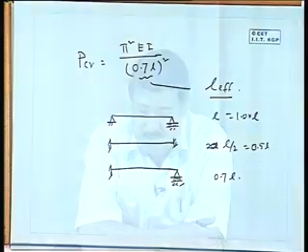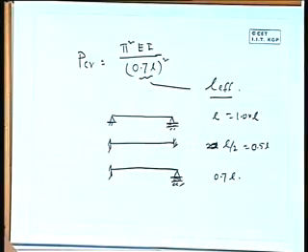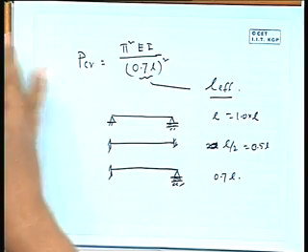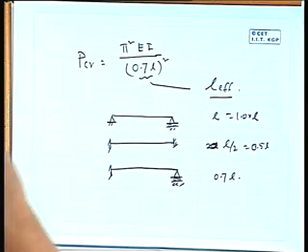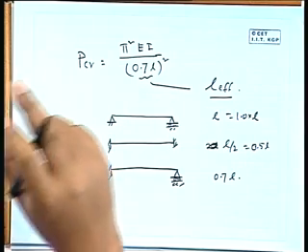Okay. So in all the cases it is basically pi square EI by L effective square. So L effective, for cantilever it is 2L, for the fundamental case it is L, for clamped it is 0.5L, clamped-hinge it is 0.7L. So for single span, more or less these are very standard forms.